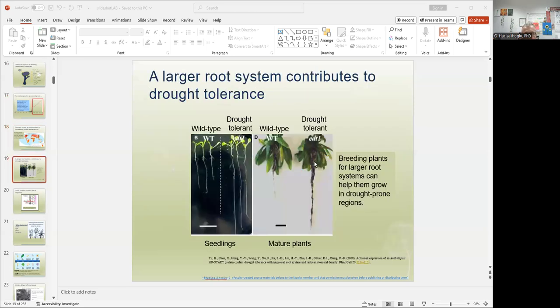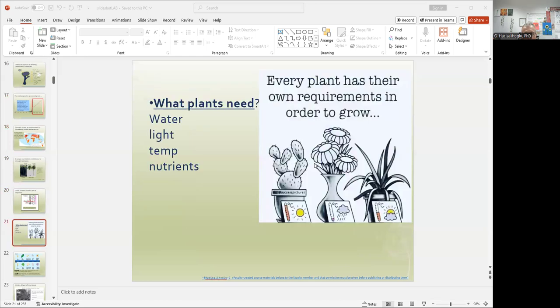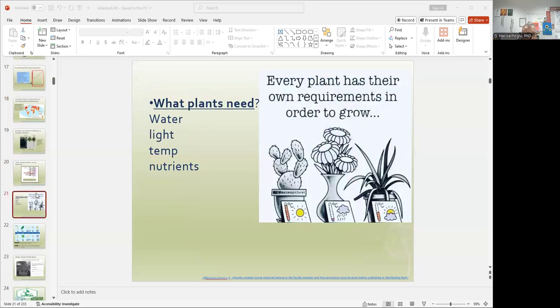So I'm gonna move to this slide here, which is gonna show you the four things that plants need. They only need 4 things: water, light, warm temperature, and nutrients. So always remember that. But they give us so much in return.